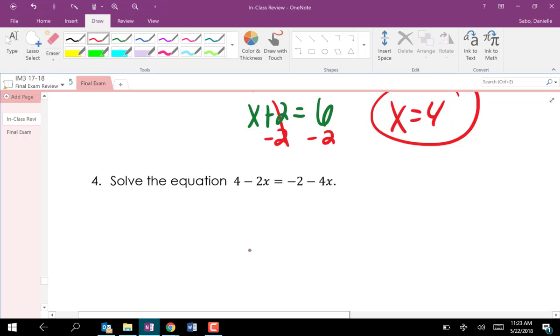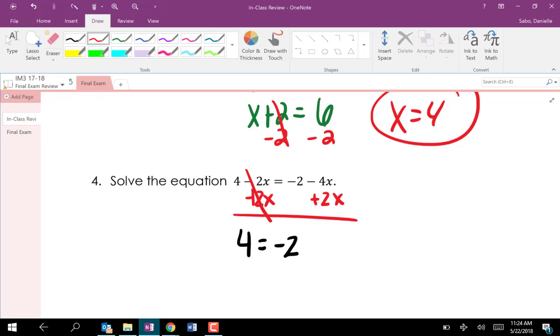You got to get all your variables to one side and all your numbers to the other. What do you guys want to move first? Either way is fine. What would you want to do first? Plus 2x. Okay, so let's add 2x to both sides. That's gone. I am left with 4 equals negative 2, and red is the only thing that's changing, and I get negative 2x.